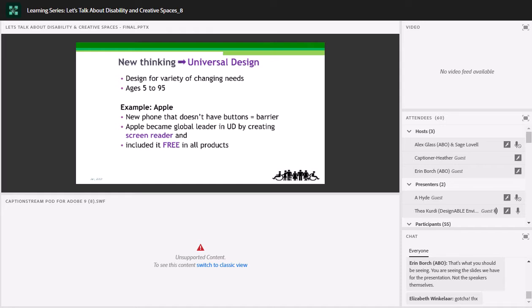So the new way of thinking is to move on to something we call universal design. And I'm starting to see this term pop up in a lot of places. People say our goal is to make this universally designed. But what does that mean? Well, Google will tell you if you do a search. But it really is about designing for everybody. In our company, we talk about designing for people from the ages of 5 to 95 and everything in between. It's about a range.